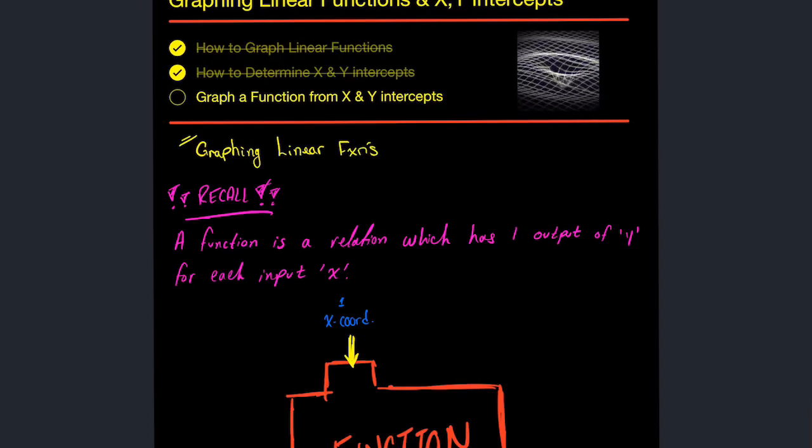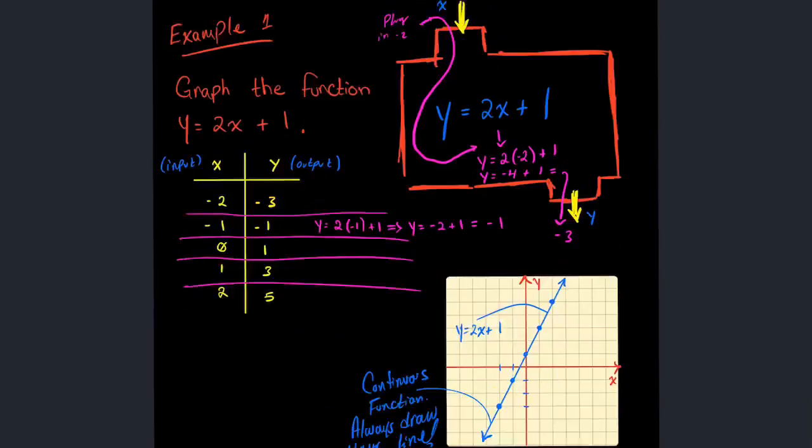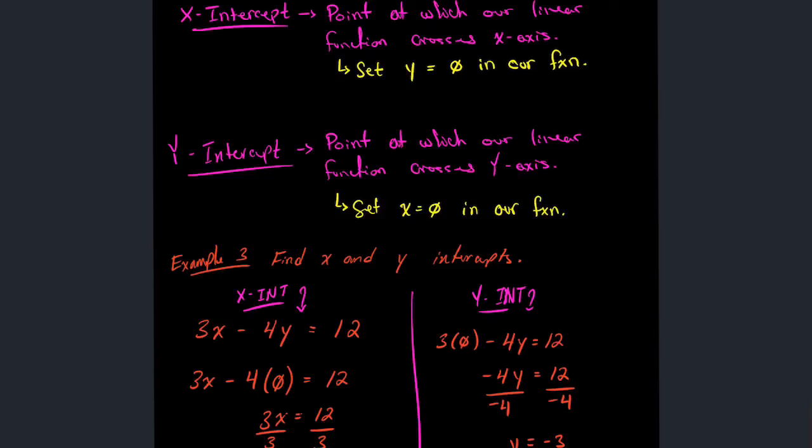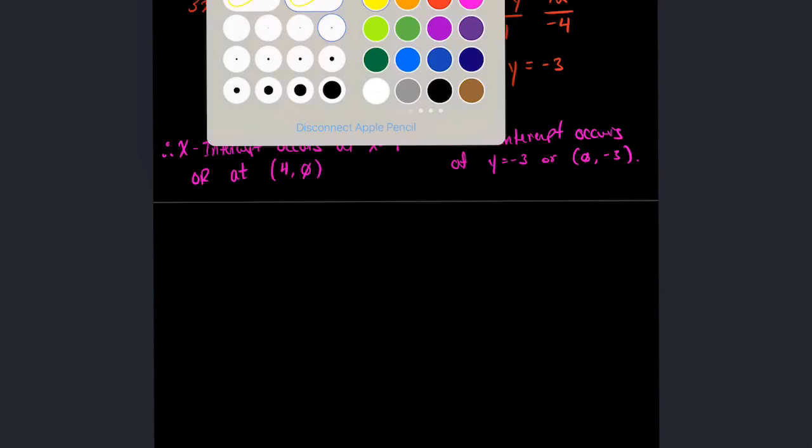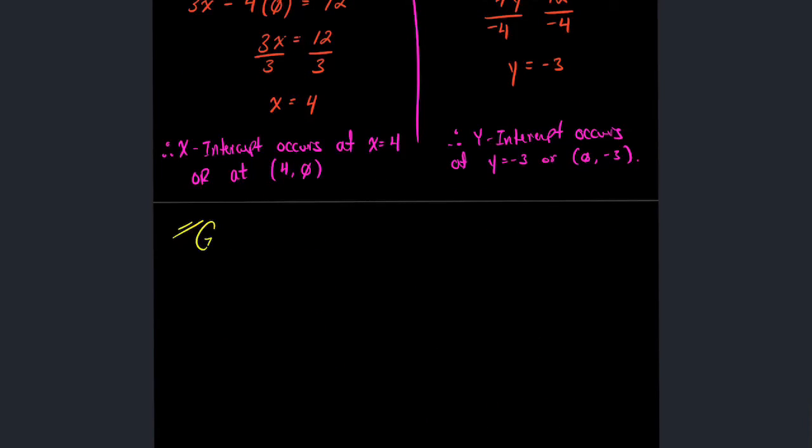And what I want to do for the final part here is to show how to graph a function from the x and y intercepts. So we just have one more example to do here. Graph a function from x, y intercepts. Okay.